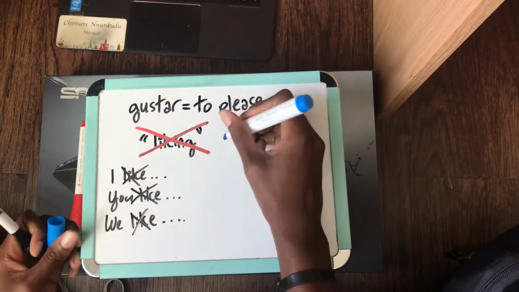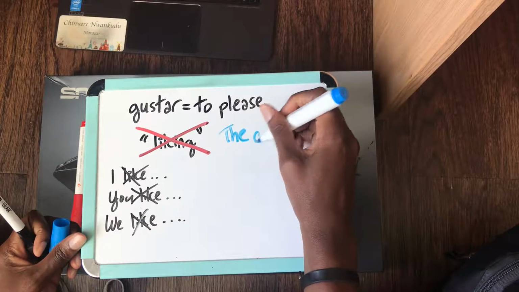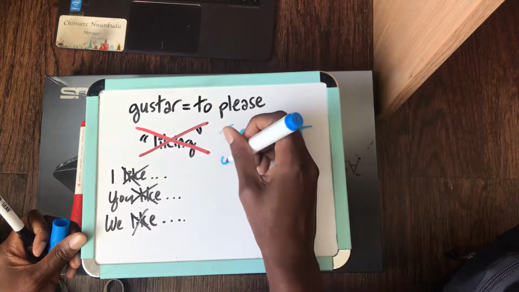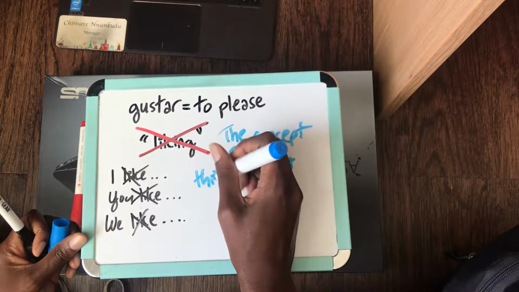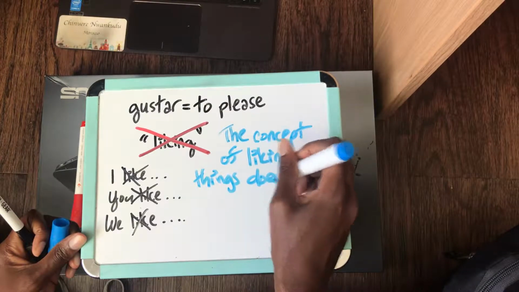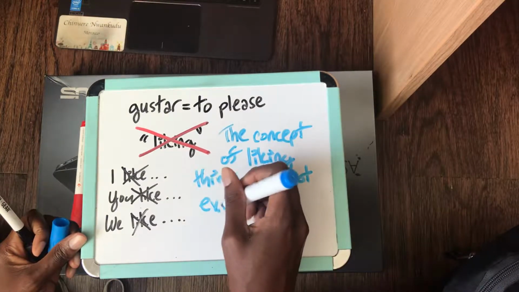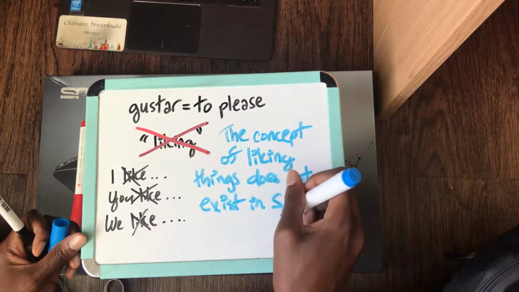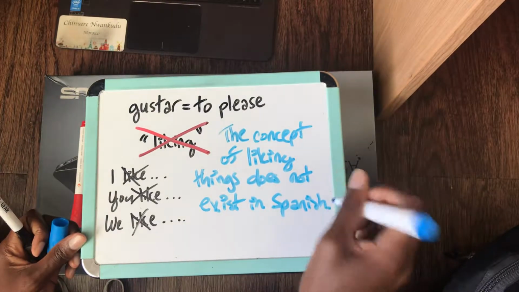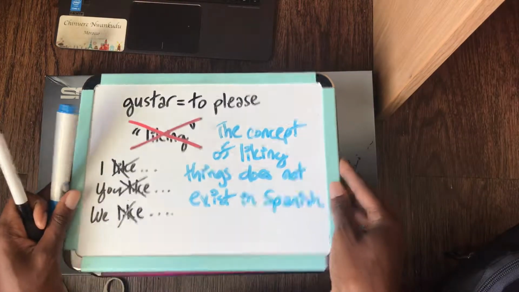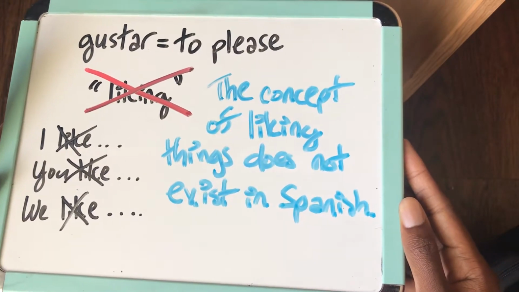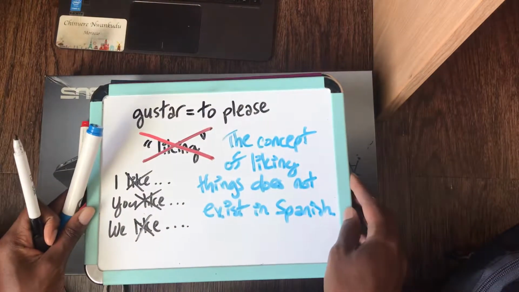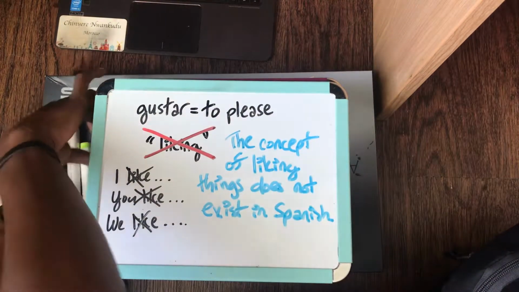I'm going to write that here. The concept of liking things does not exist in Spanish. Let me see if I can hold that up so we can get a clear view. The concept of liking things does not exist in Spanish. Okay? What we do have is the verb to please. So, let me erase this. Actually, no, I'll just move to another board.